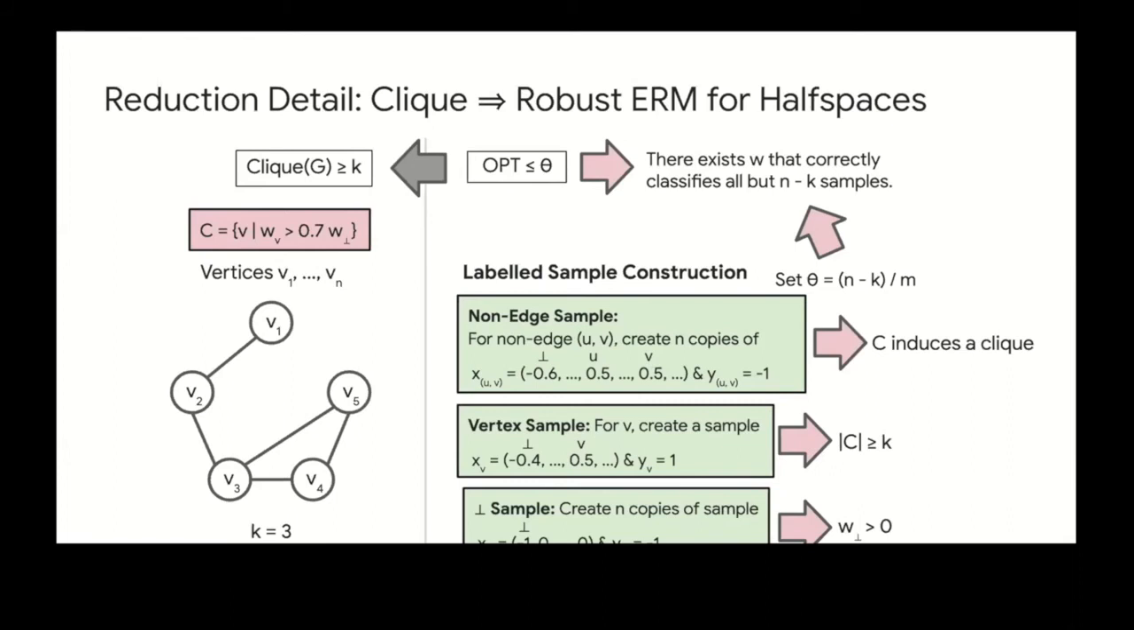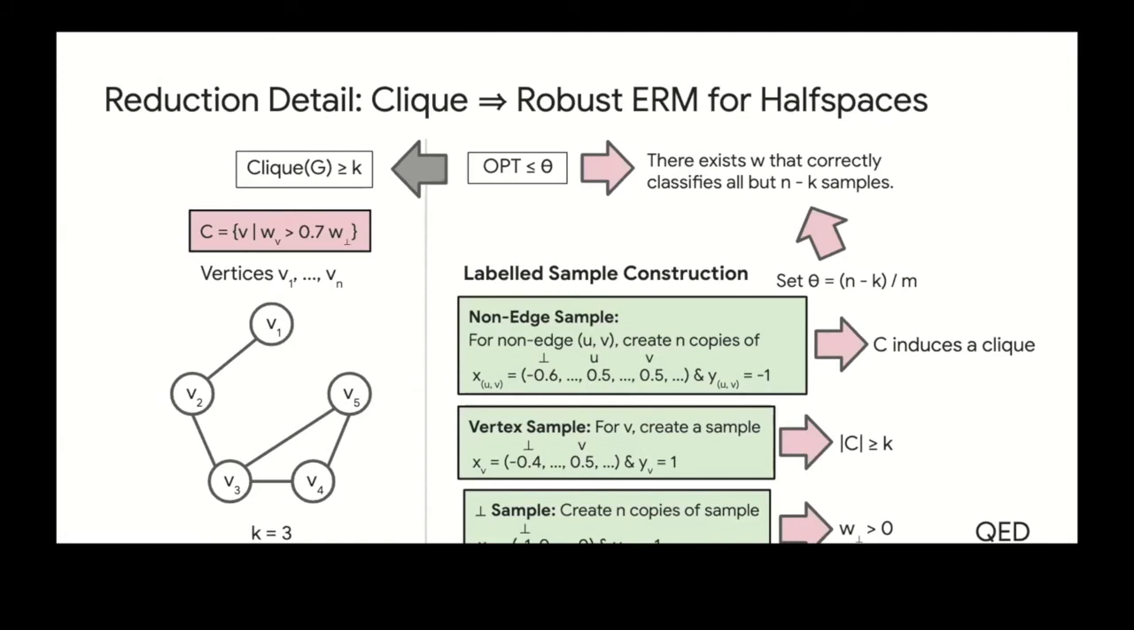Now, finally, for each non-edge sample, again, since we create n copies of it, we cannot misclassify it. And what this means is that for any 2 points in C, there cannot be a non-edge. So C has to induce a clique. Okay, so we are done here. So in the no case, if the clique size is less than k minus 1, the optimum has to be greater than theta. Okay, so that's the first reduction. Are there any questions so far?